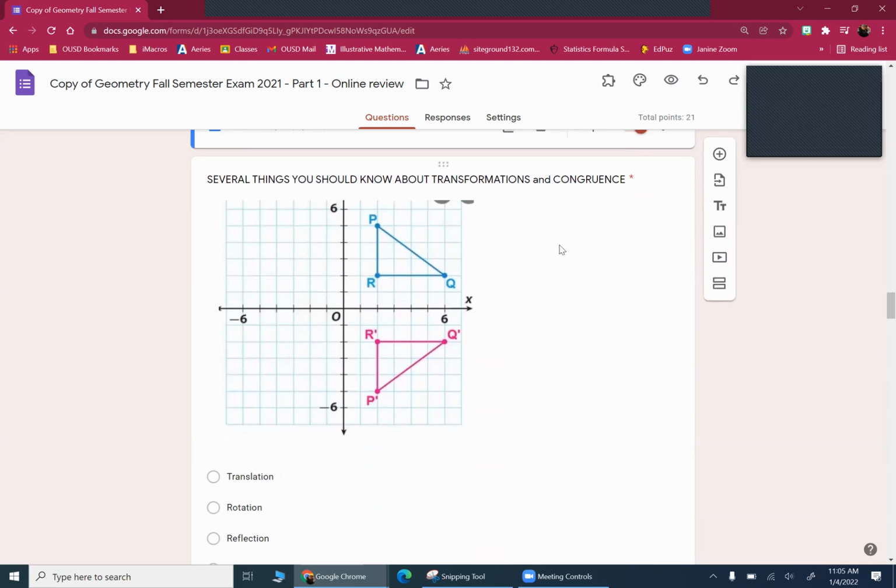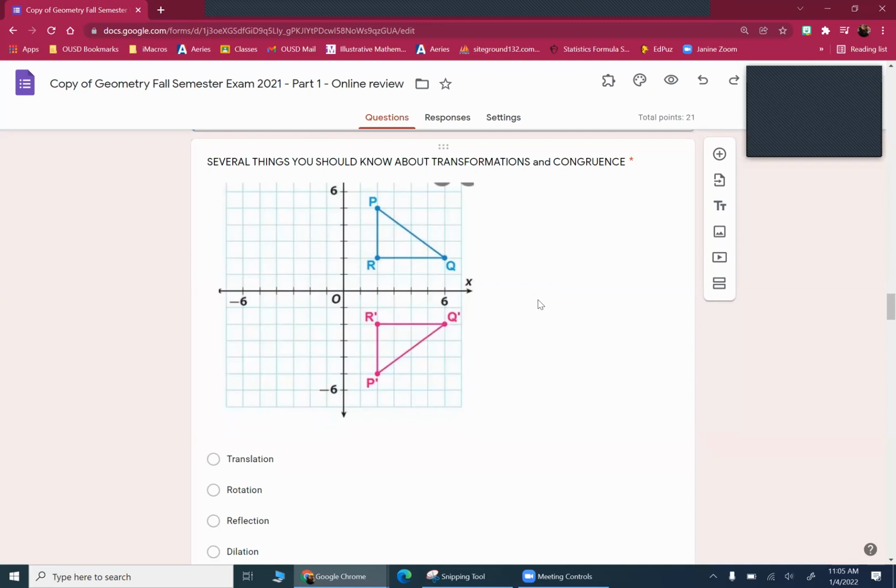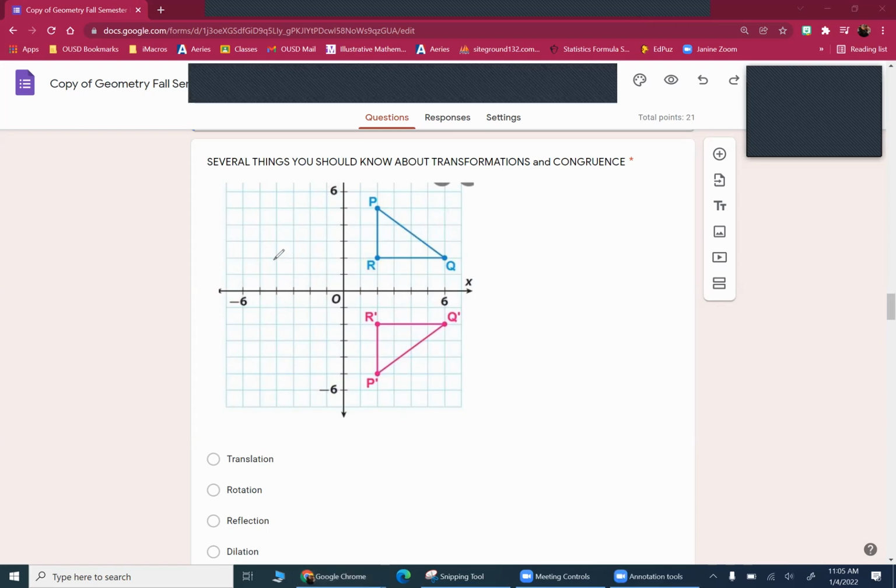Oh, so there's several things you should know about transformation congruence. This is not the question. I just had this. Most people recognize this as a reflection or a flip, because I flipped it across this axis. I could also rotate it or turn it to land maybe over here. Let me draw it up here. If I rotated it, maybe it would look like this. That would be a rotation. And then finally, a translation is maybe I just moved it, like I moved it over maybe 5 and down 1. It might look like this.